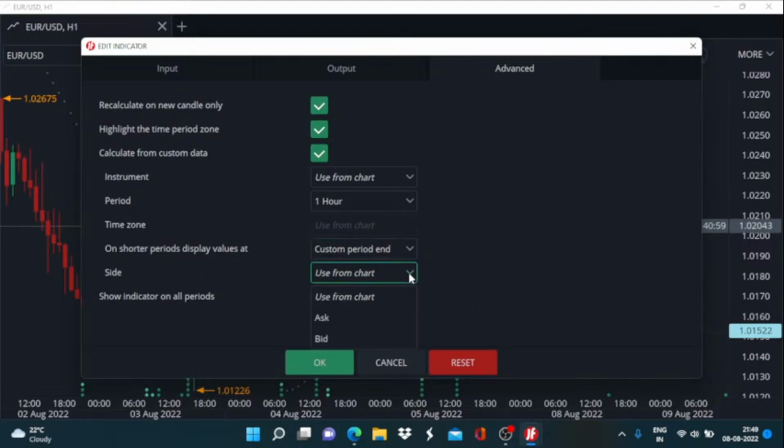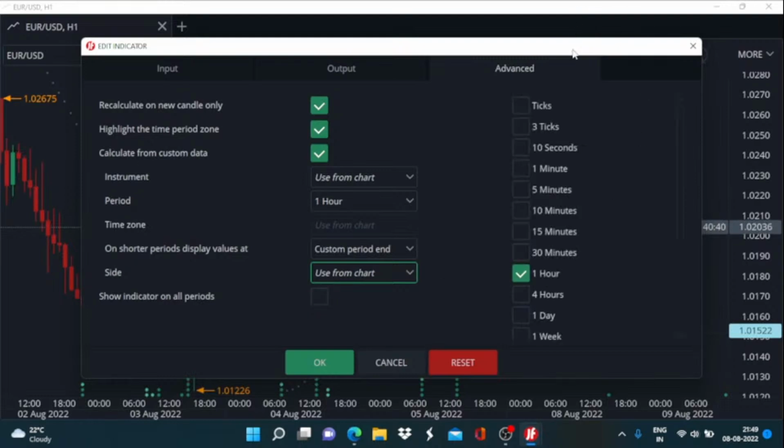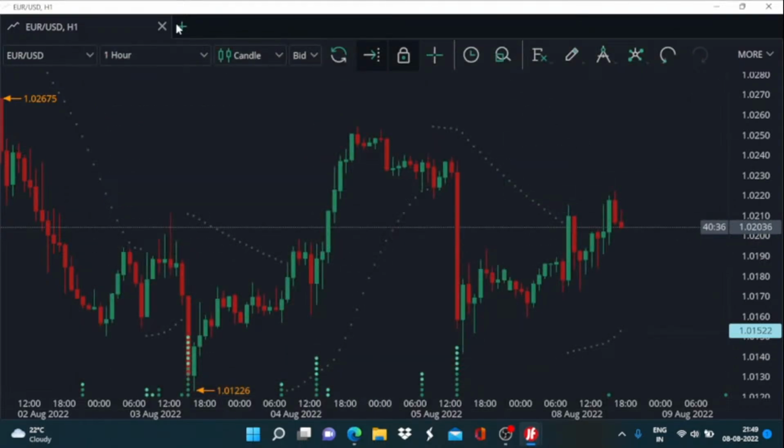And coming to the spread side, you can simply use it from the chart, or you can keep it fixed at ask or bid side. And if you want the indicator to be plotted on all the time frames, whenever you make changes to the candle period of the underlying instrument, in this case Euro USD, it will be plotted. But if you opt out of this, then you have to specify the time frames on which the plotting of the indicator should be done.